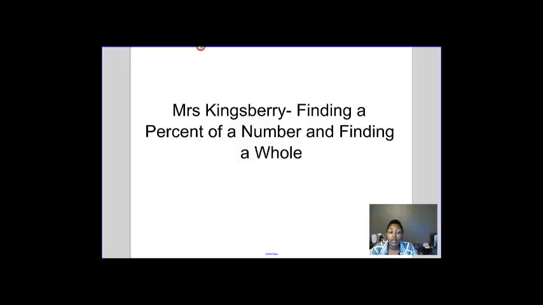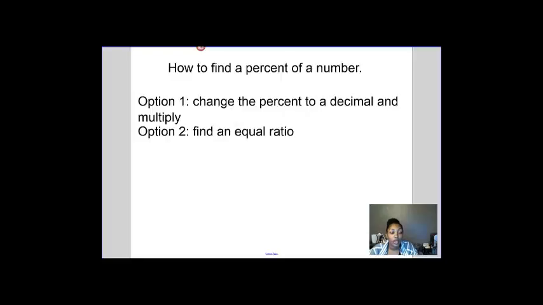So today's video is about finding a percent of a number and finding a whole. So how do you find a percent of a number? The first option is to change the percent to a decimal and then multiply. The second option is to find an equal ratio.